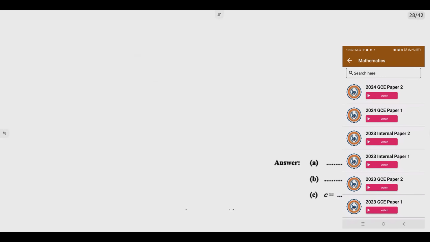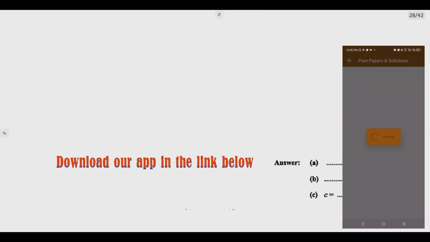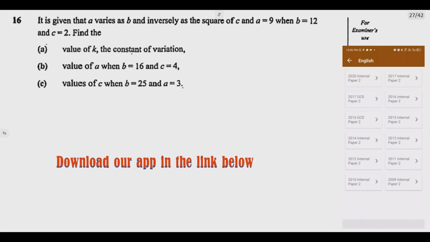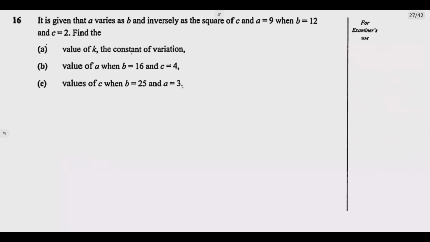This question always comes. So this is 4 marks. The first two are 1 mark each, then the last is 2 marks. This question is a standard question. They ask you to find the constant of variation, the value of one variable, and the value of the other given the other. So what is key is understanding the question. Once you understand the variation statement given, if you can get it correct, then you are good to go.